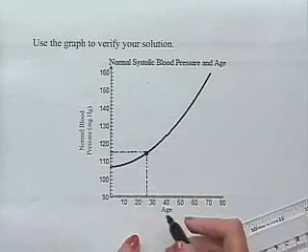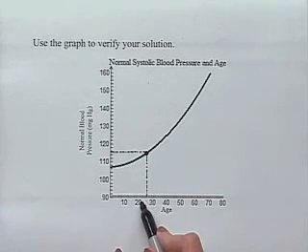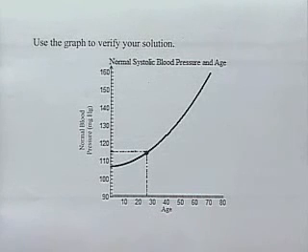And remember that our answer was 26, and we can see that the graph does verify that our value, our age, would be in between the 20 and the 30, and it looks very close to 26.